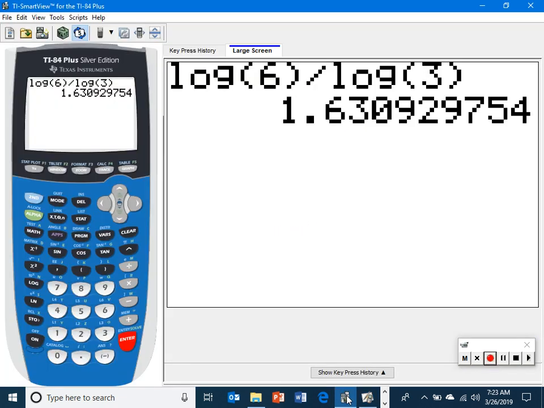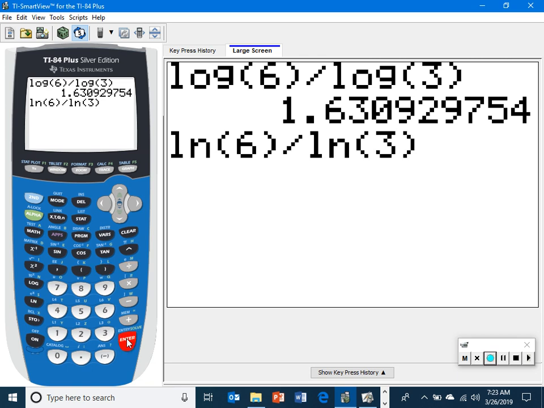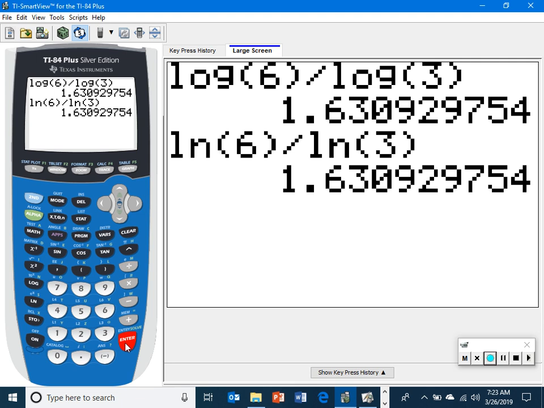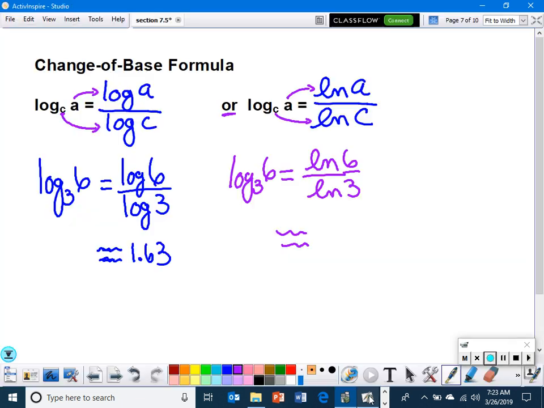So on the calculator, the natural log is next to the 4. It's under the log button. So you can do natural log of 6, close it, divided by natural log of 3, close it. You get the exact same answer. So it does not matter which one you use.